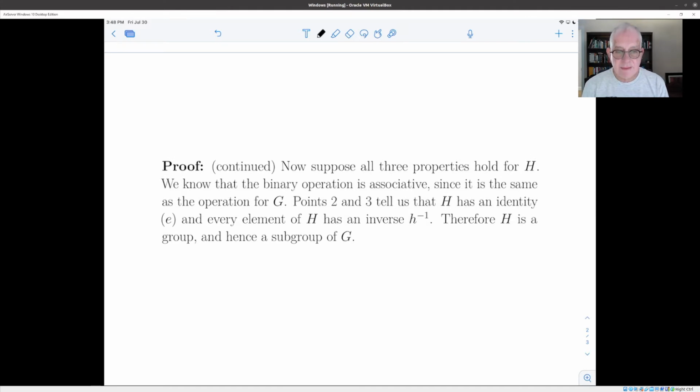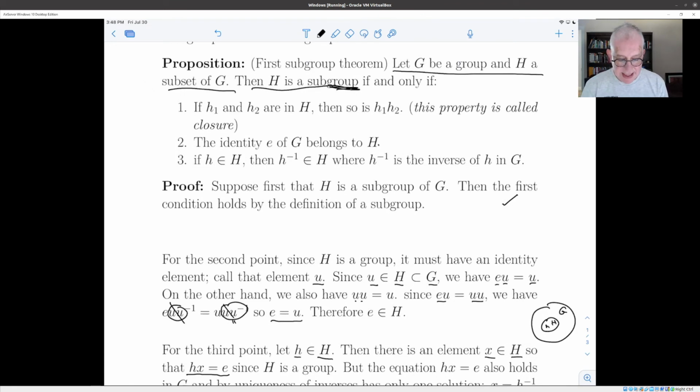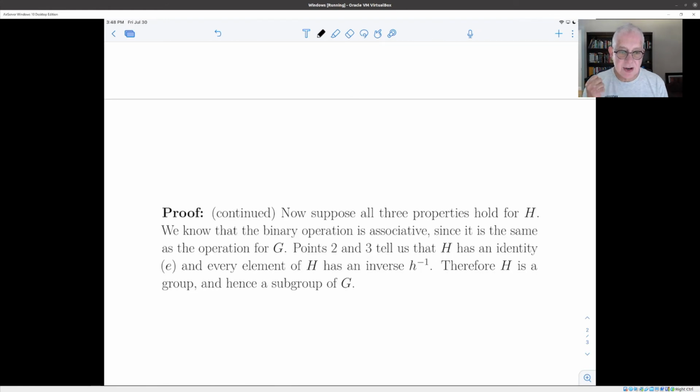We already know that because the binary operation comes from G, it's associative. And so what do the second and third points tell us? Well, the second point tells us that the identity element of G belongs to H, and therefore H has an identity element, namely e. And the third point tells us that every element of H has an inverse, namely h inverse. And those are the three things that we need to be a group. Remember, the three axioms are associativity of the operation, existence of an identity element, and existence of inverses. And so we have all three of those things, and so we conclude that H is a subgroup.